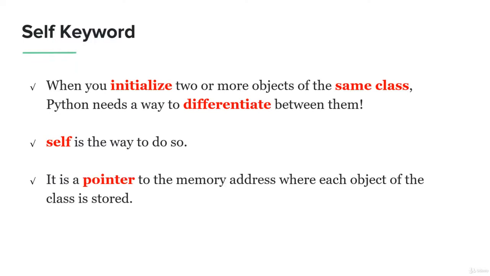How? It's a pointer to the memory address where each object of this class is stored. So the self is basically a pointer to the memory address. This is where this specific object is stored. You don't really have that exposure to the memory address yourself. You are calling this object by its variable name, but inside Python or inside your hardware, this is what is happening, right? You have a pointer. This self keyword is used as a pointer to the memory address where each of the objects is stored.